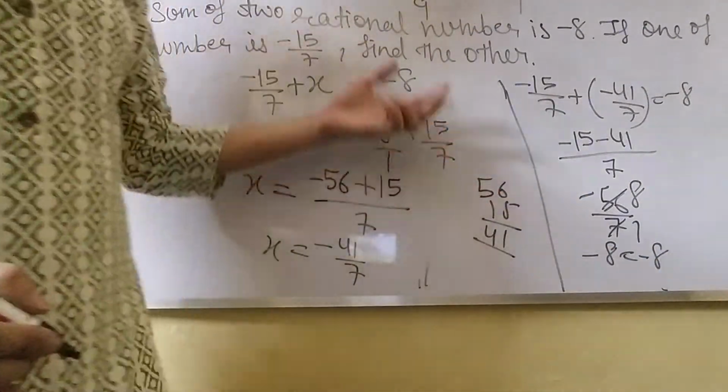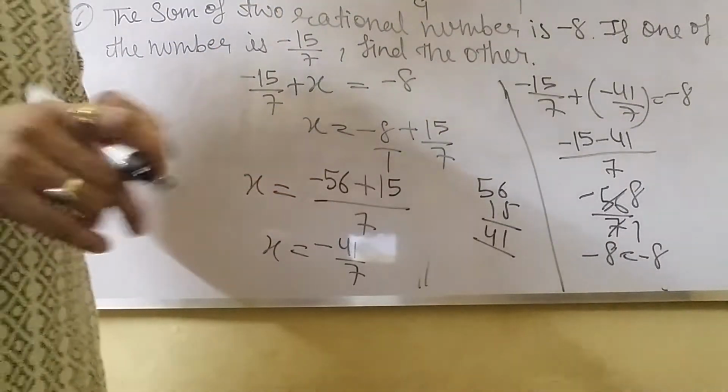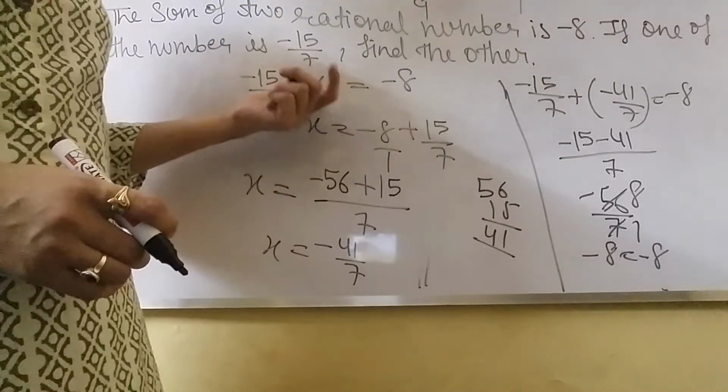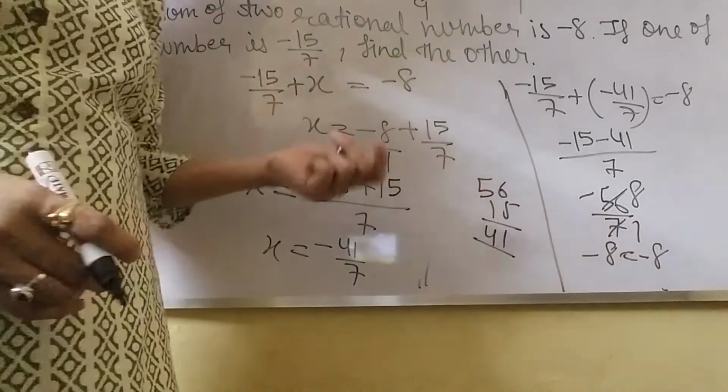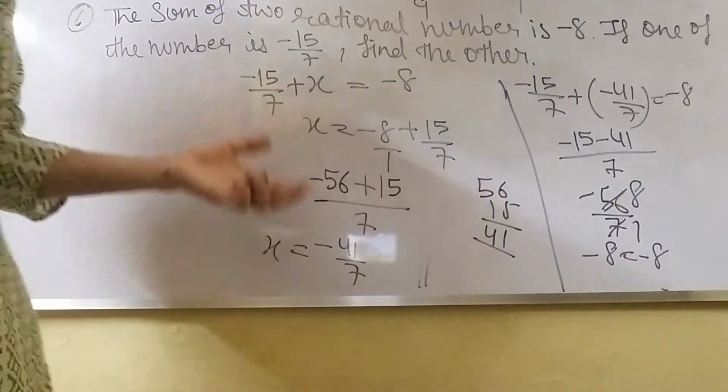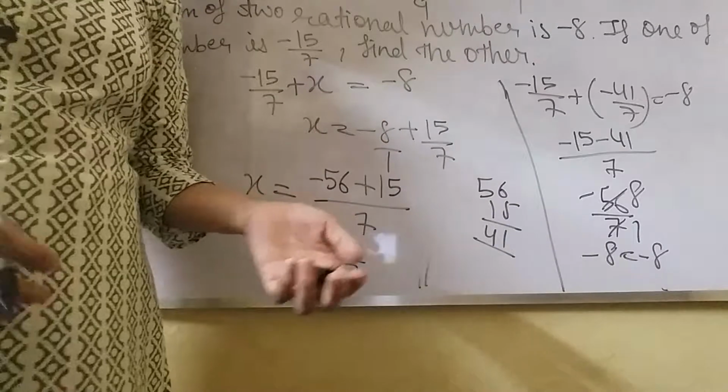So we can solve these equations by letting the other number be x, and by taking the LCM of those numbers we can solve the equation.